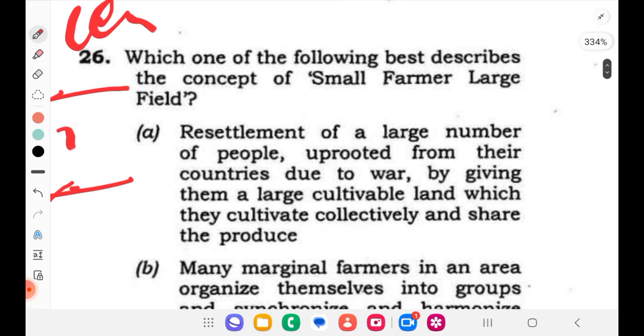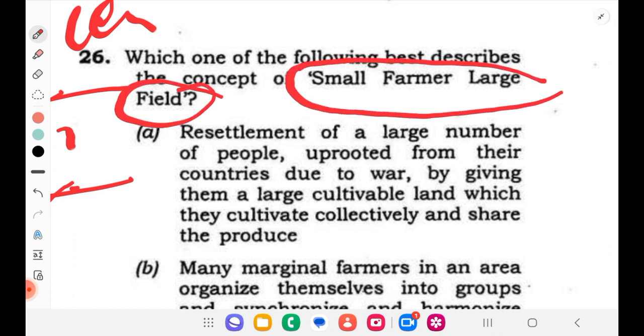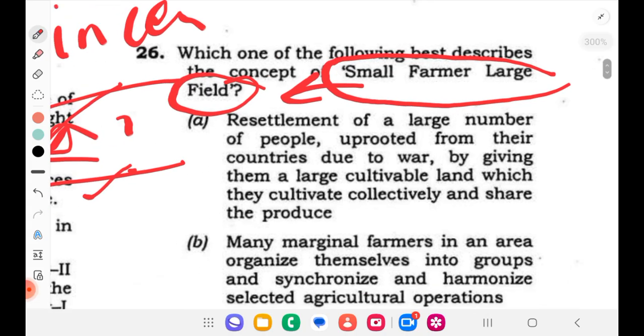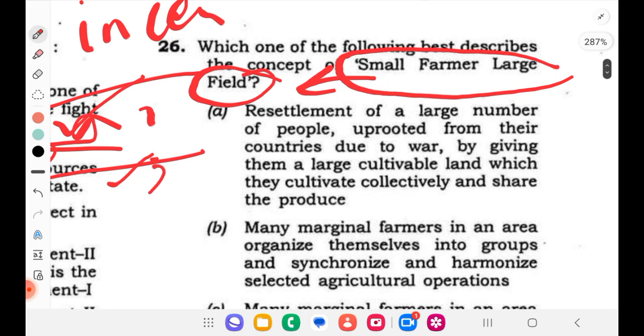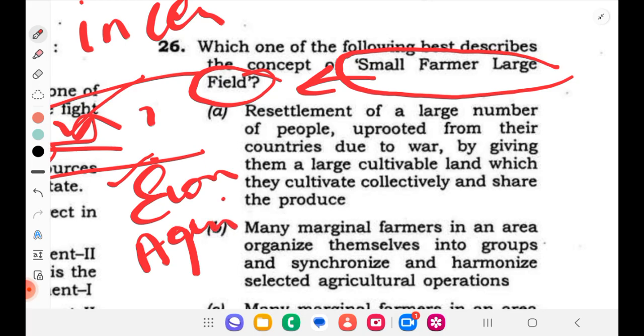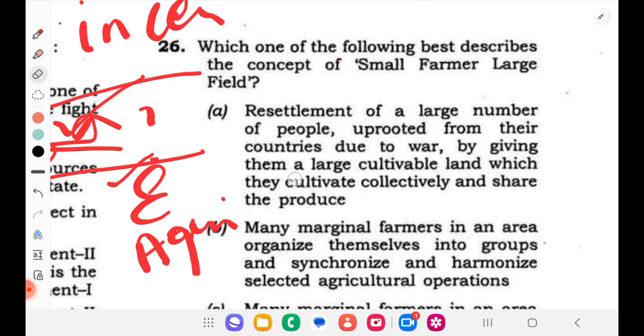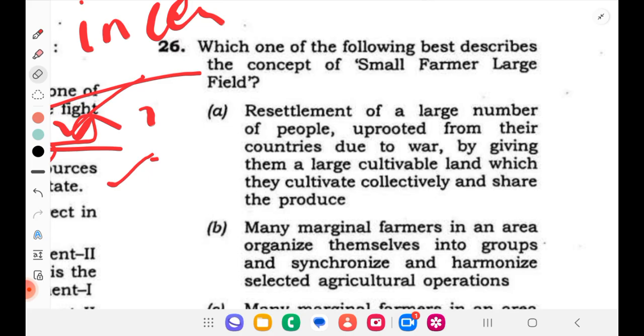So we have one more good question here. Which one of the following best describes the concept of small farmer, large field? First thing, what is this term? From where are they talking about it? If you study economics, you study the sectors of economy, and agriculture is one of the sectors. Or if you are studying agriculture as a separate module or subject, then it's agriculture. So under agriculture, what do you have to learn to answer this question?